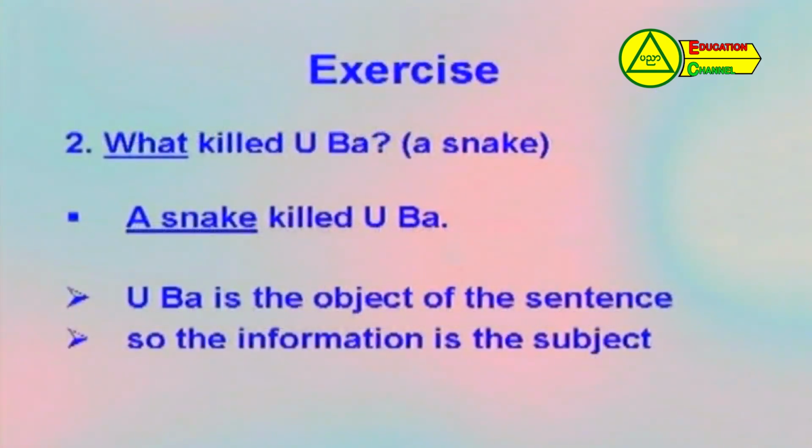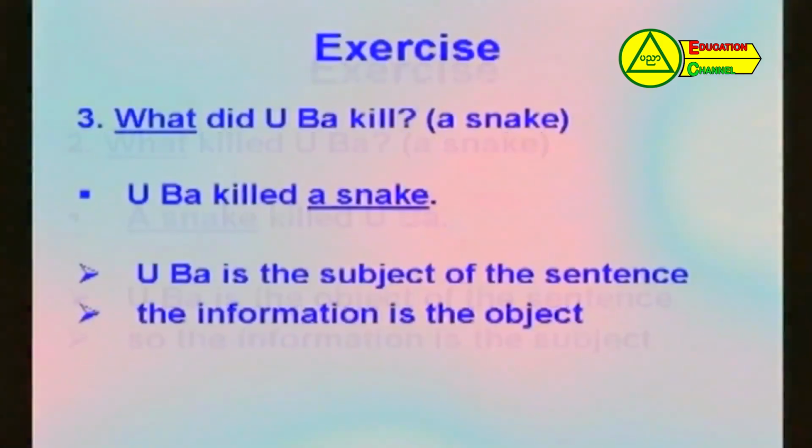2. What killed Uba? The information provided in the bracket is a snake. The answer is a snake killed Uba. In this question, Uba is the object of the sentence, so the information is the subject. 3. What did Uba kill? The information provided in the bracket is a snake. The answer is Uba killed a snake. In the question, Uba is between the auxiliary and the main verb, so it is the subject and the information is the object.